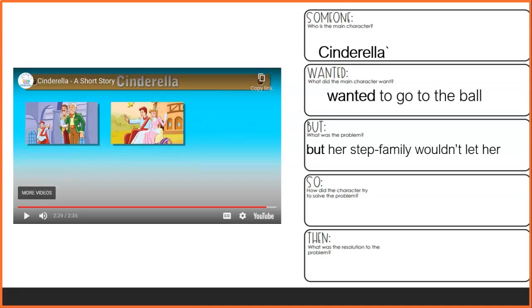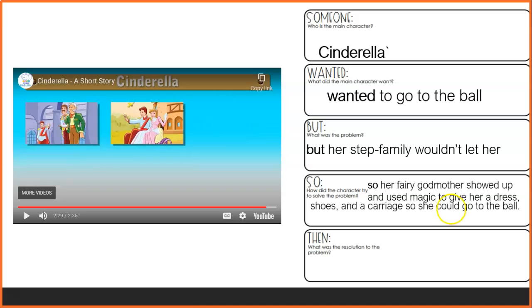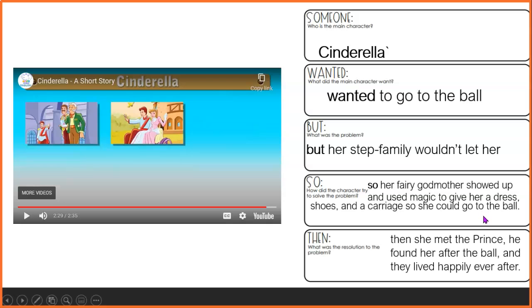So, how did the main character try to solve that problem? So, her fairy godmother showed up and used magic to give her a costume so she could go to the ball. Then, what was the resolution to the problem? Then she met the prince, he found her after the ball, and they lived happily ever after.